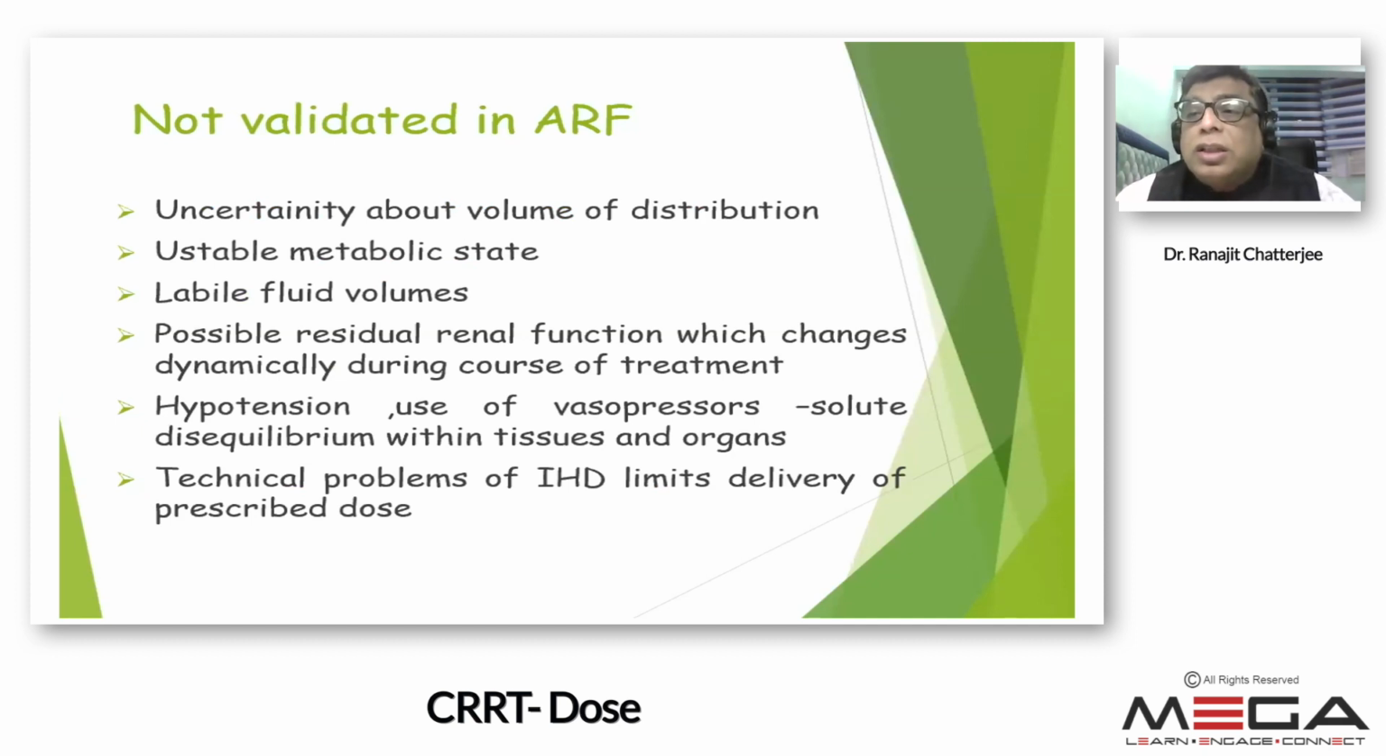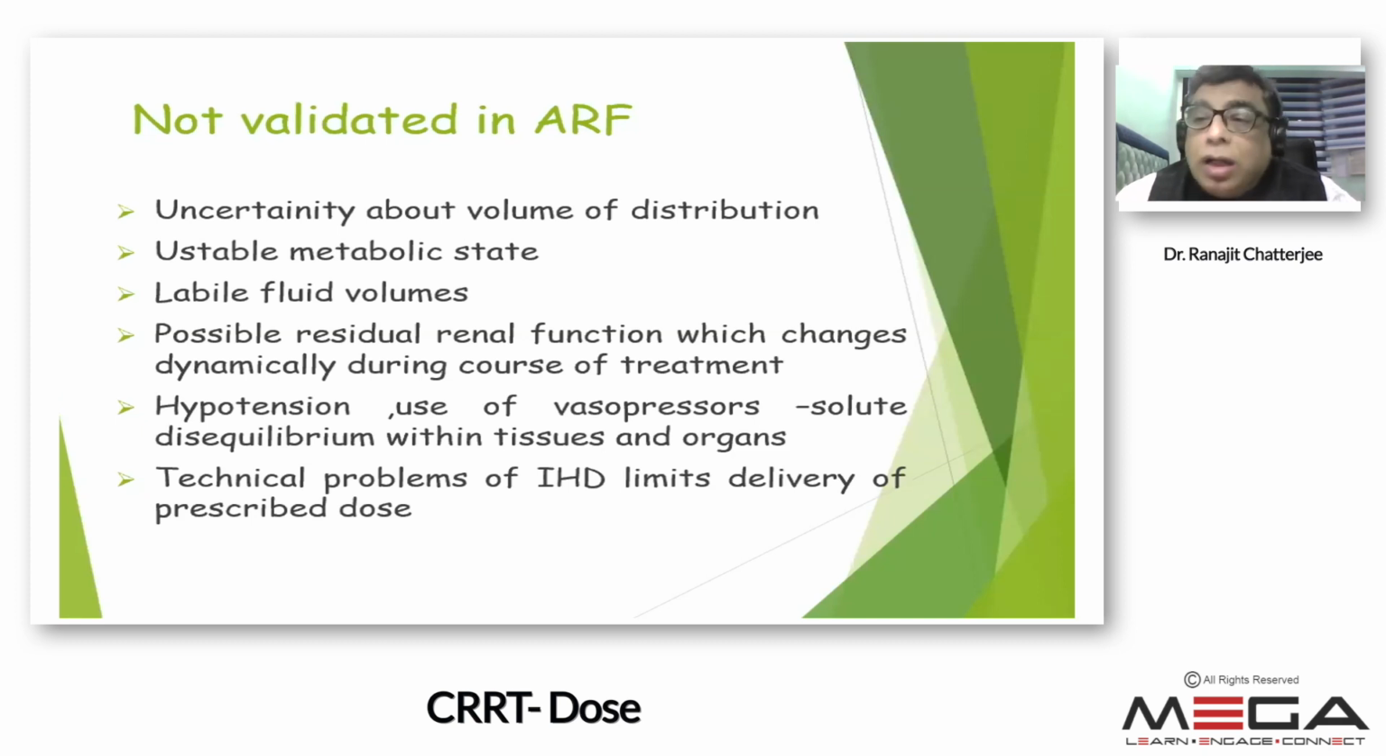Many times patients of AKI, most of the times, have a good kidney. Suddenly they go into failure due to all the insults that the kidney faces. And that leads to this problem. So the residual renal function is still there. So we just can't predict what state the patient is in.